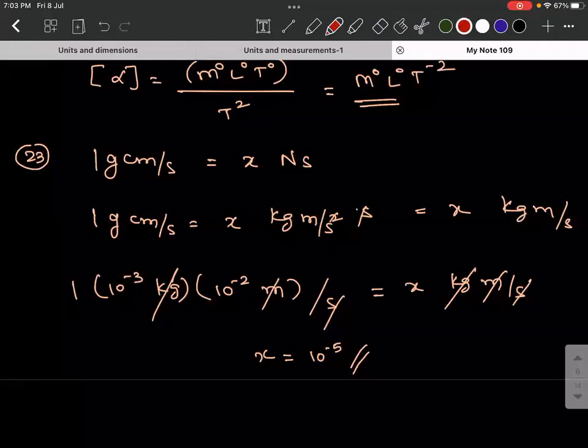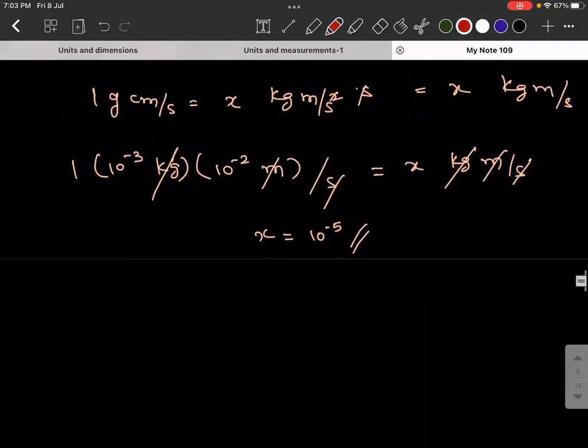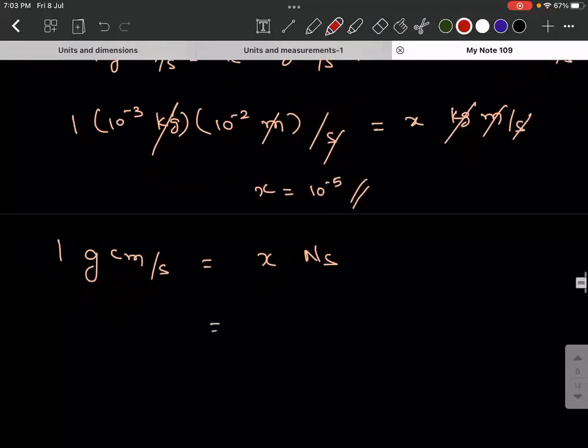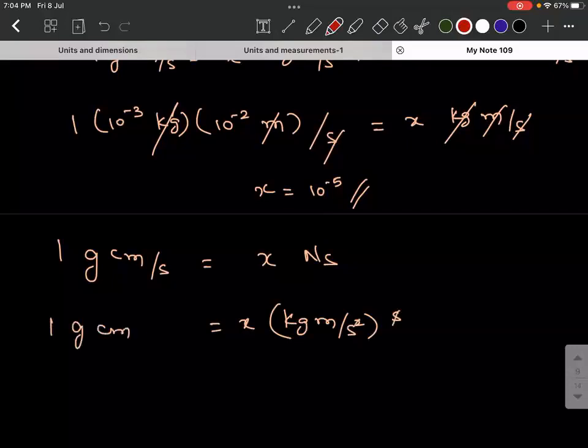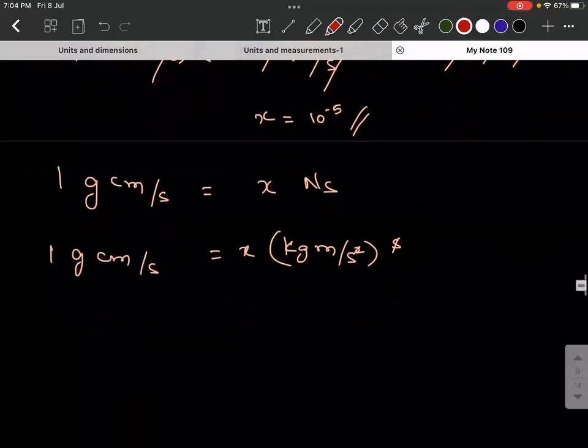But did you understand what it is? The question given is 1 gram centimeter per second is equal to x Newton second. So for x into Newton, I wrote it as kilogram meter per second square. Why? Because Newton is a measure of force. Force is equal to mass into acceleration. This and this will get cancelled. This is 1 gram centimeter per second. So on either side, I leave the values in terms of their original quantity.